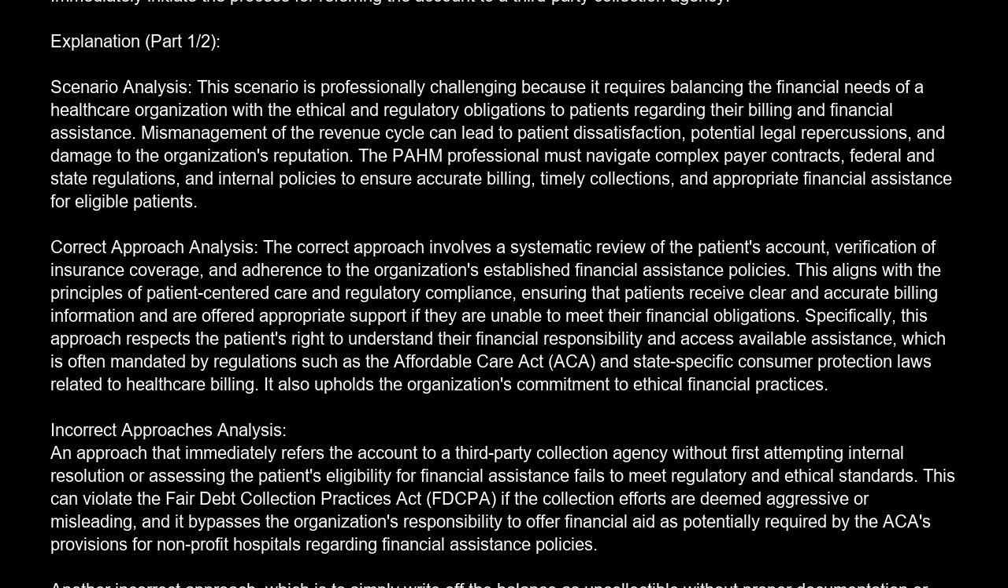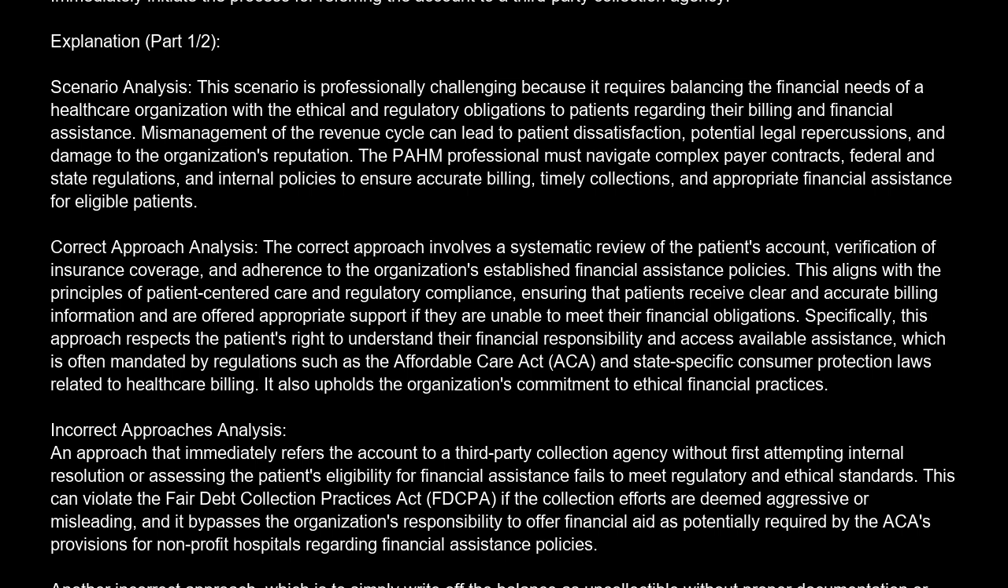Correct approach analysis. The correct approach involves a systematic review of the patient's account, verification of insurance coverage, and adherence to the organization's established financial assistance policies. This aligns with the principles of patient-centered care and regulatory compliance, ensuring that patients receive clear and accurate billing information and are offered appropriate support if they are unable to meet their financial obligations.